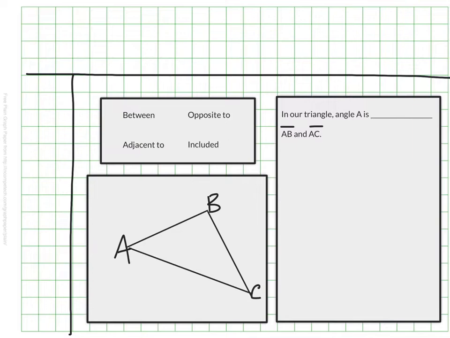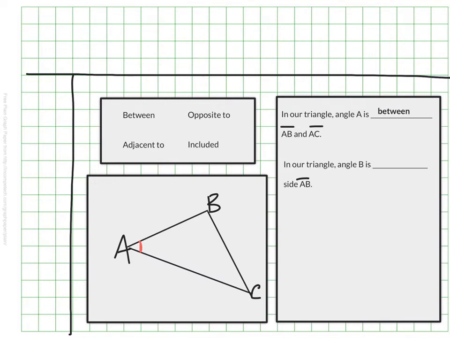So here's angle A, and line AB is here and line AC is right there. And so what I notice is that that angle is in between. So I'm going to use the word between. Angle A is between line segments AB and AC.